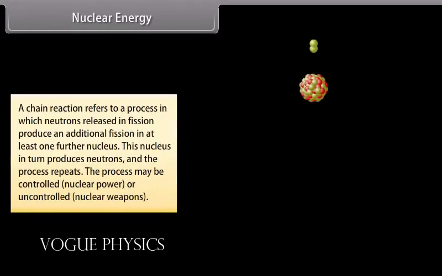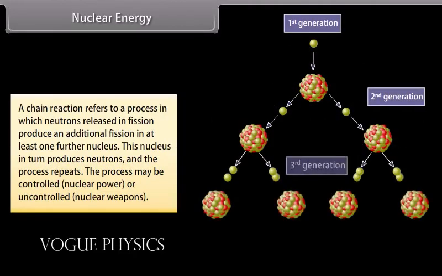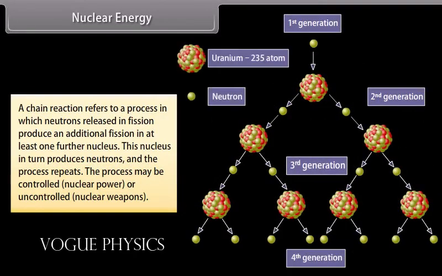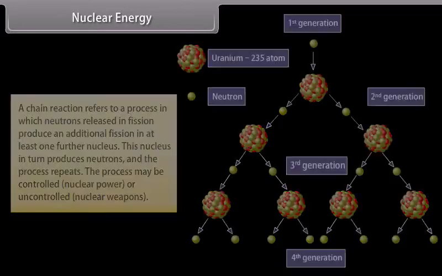Chain reaction. A chain reaction refers to a process in which neutrons released in fission produce an additional fission in at least one further nucleus. This nucleus in turn produces neutrons, and the process repeats. The process may be controlled, that is nuclear power, or uncontrolled, that is nuclear weapons.